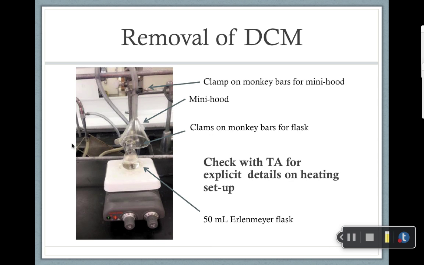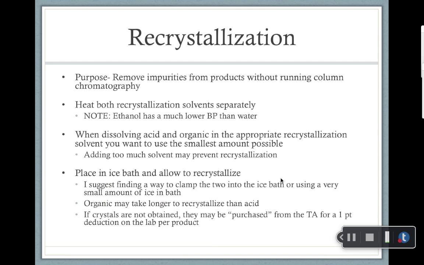Here's just a visual depiction of what we're asking you to set up. We've got a clamp holding the mini hood, and the mini hood itself. Notice that the mini hood is hooked up to the aspirator. The mini hood is completely over your 50 milliliter Erlenmeyer flask, just to eliminate the number of fumes in the room. This is not necessarily the full setup. Your TA may tell you to run it in a water bath. If that is the case, you'll want to have your water bath heating up before you reach this point.